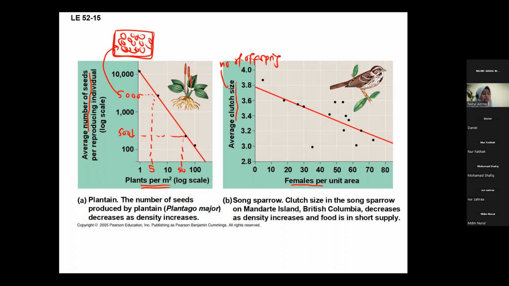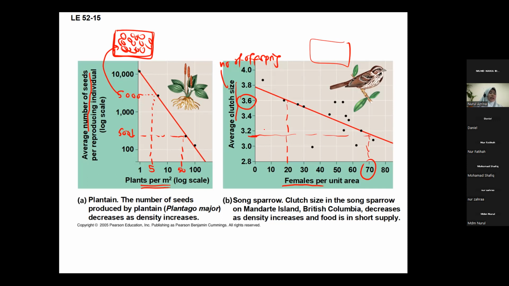And this is female per unit area. So in 1 unit area, if the female song sparrow is around 20, the average clutch size is around 3.6. Anak-anak yang dia boleh menetaskan ataupun yang menetas daripada telur, dia boleh bertelur dan menetas dalam 3.6 ekor. But if the number of females in the unit area increases to 70, for example, you can see that it actually affects the clutch size. So that is the effect of what we call limiting resources.